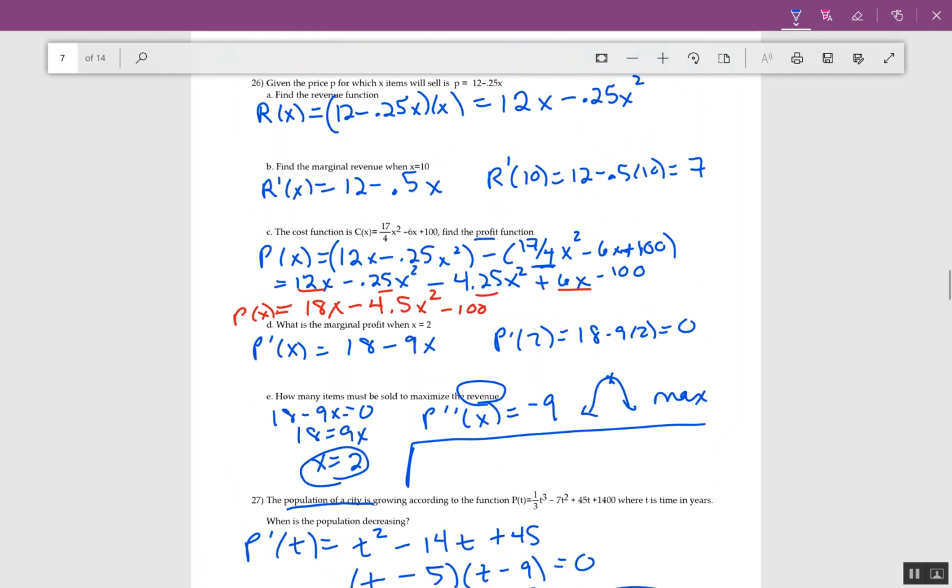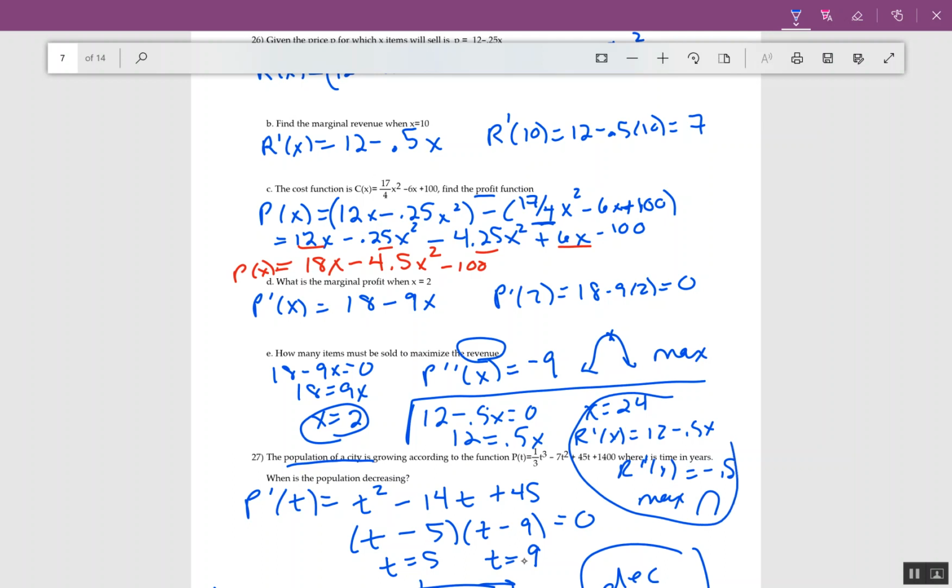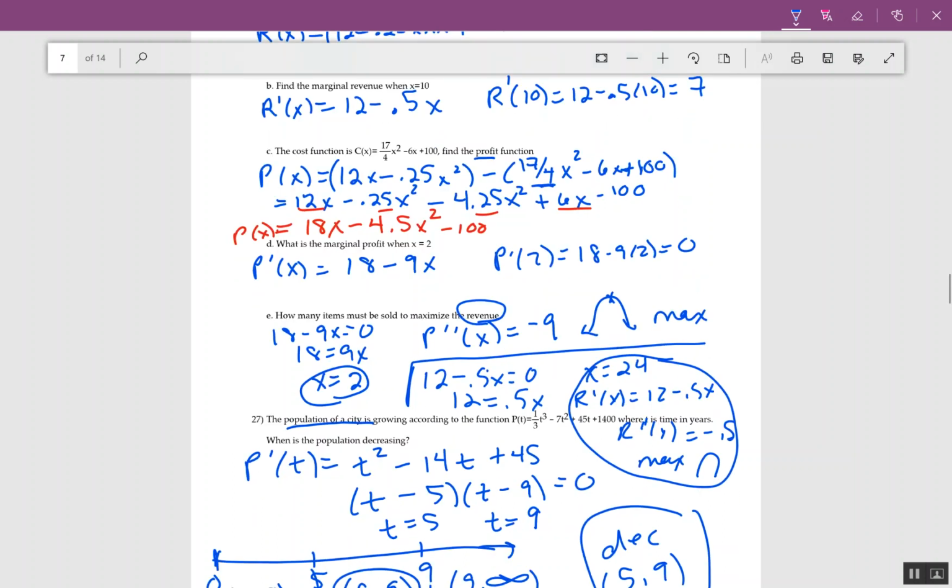So if we look back, we can see that the marginal revenue was 12 minus 0.5x. If I take that 12 minus 0.5x and set it equal to 0, I get 12 equals 0.5x. If I divide both sides by 0.5, I get x is 24. This first derivative for revenue was 12 minus 0.5x, so the second derivative would be negative 0.5. Again, we have that idea that it's concave down, which makes this a max. So that finishes what I should have done on E the first time.